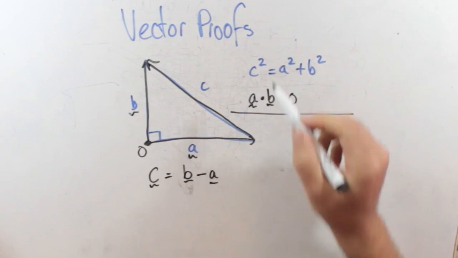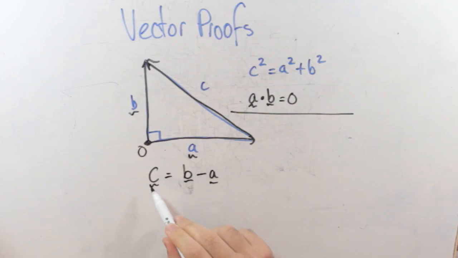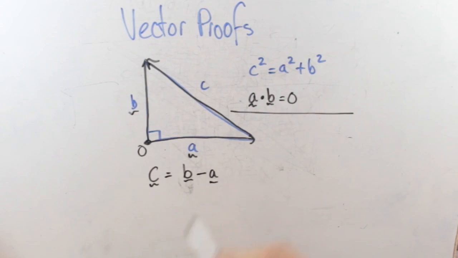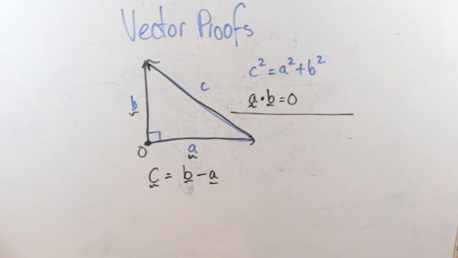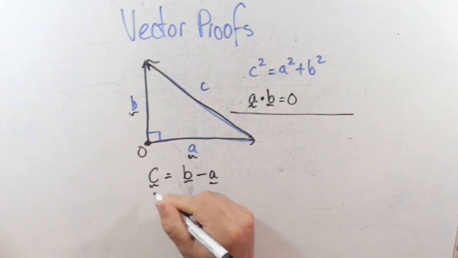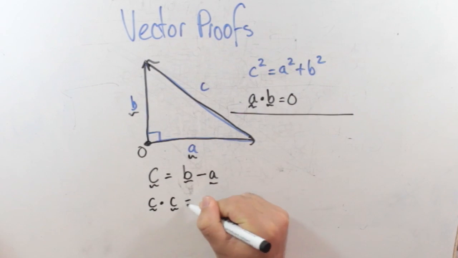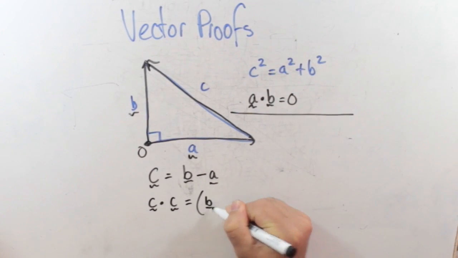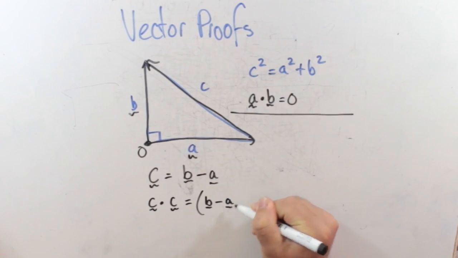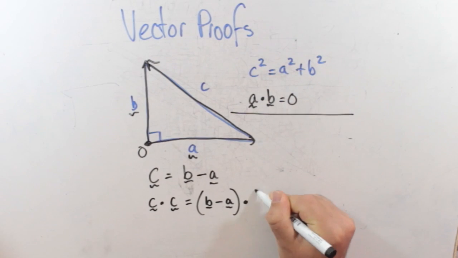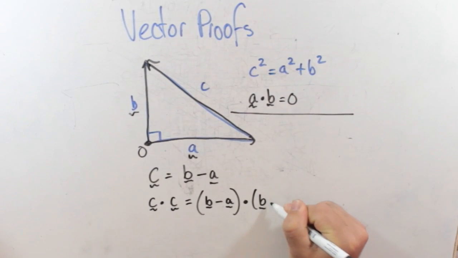To get C squared, we know if we do the dot product, C dot C, we'd get the magnitude of C squared. So that's a good place to start. Let's go with C dot C. That is B minus A dot with B minus A.